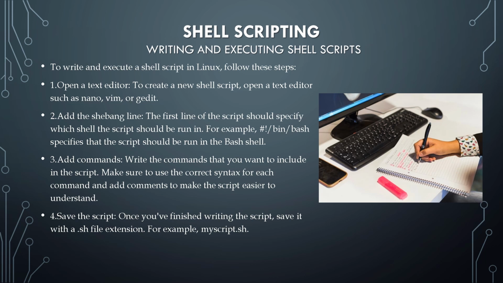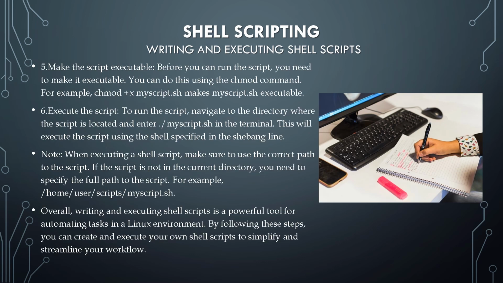For example, myscript.sh. 5. Make the script executable. Before you can run the script, you need to make it executable. You can do this using the chmod command. For example, chmod +x myscript.sh makes myscript.sh executable. 6. Execute the script. To run the script, navigate to the directory where the script is located and enter ./myscript.sh in the terminal. This will execute the script using the shell specified in the shebang line.